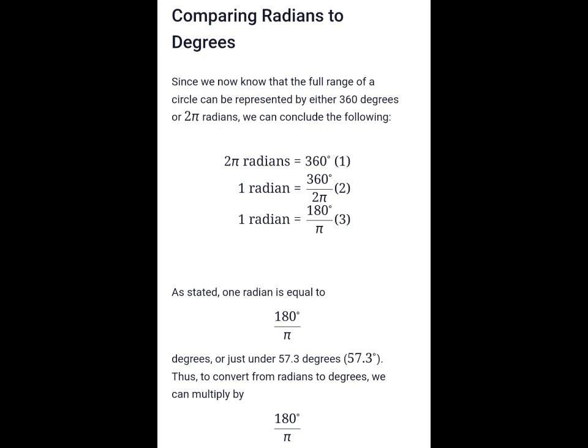Now, comparing radians to degrees. Since we know that the full range of the circle can be represented by either 360 degrees or 2 pi radians, you conclude the following. 2 pi radians is equal to 360 degrees, so 1 radian equals 360 degrees over 2 pi, so 1 radian equals 180 over pi degrees.